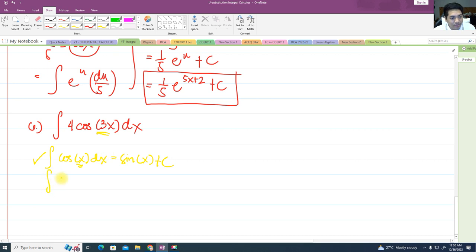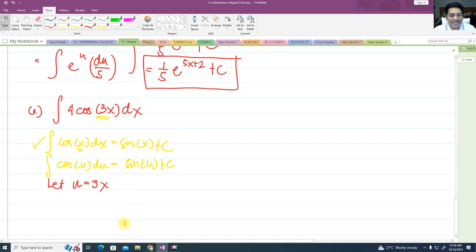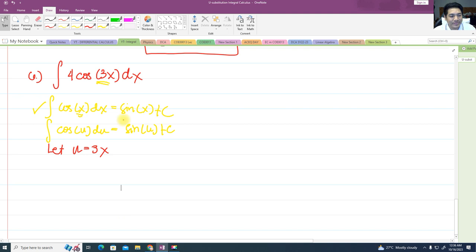And that is also the same if we have the integral of cosine of u du, that would be sine of u plus c. So as much as possible, we want to let u be the 3x, the one that is inside the trigonometric function. If I let u equals 3x, the derivative of that would be 3 dx. So I'm going to rearrange this. We have 4, so we can factor out 4 outside of the integral, and then we have cosine of 3x, and then we have dx.